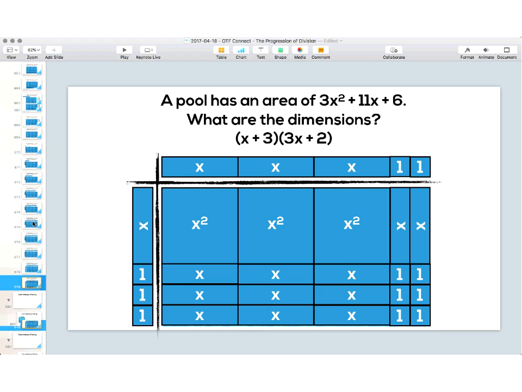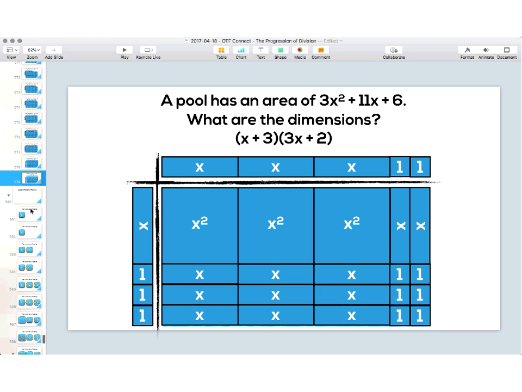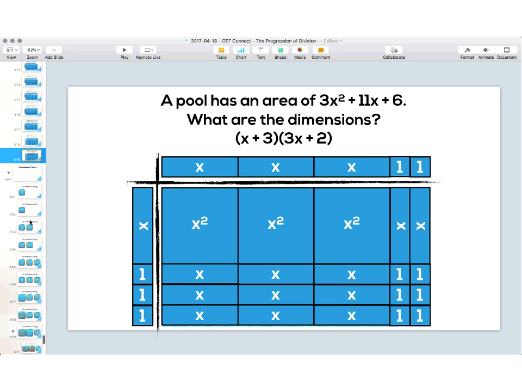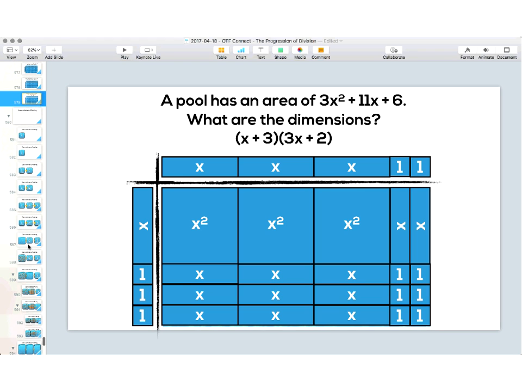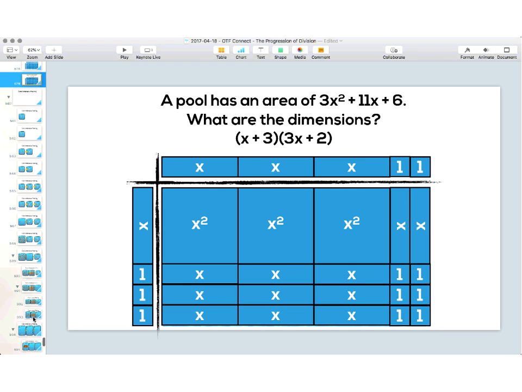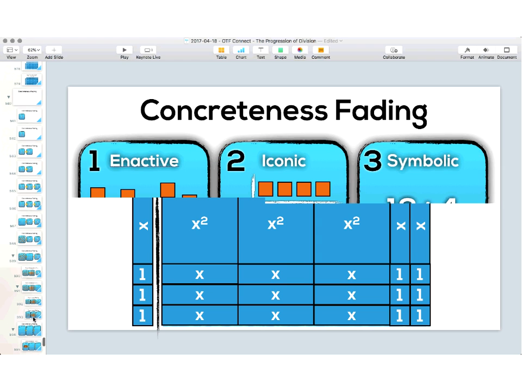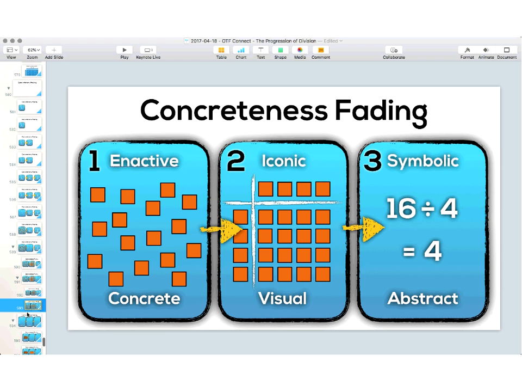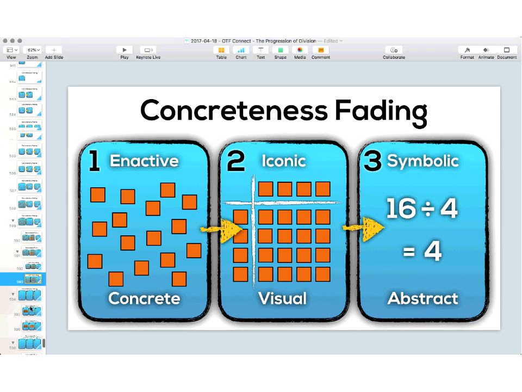So the idea here is not to confuse you or to complicate things, but to show you that using concrete manipulatives to start building that conceptual understanding and working our way to the abstract is really important. And we do this through the concreteness fading model. So today, we did this in a number of ways, right? We started with concrete. We got you drawing. A lot of people naturally went there. And then eventually we get to symbolic.